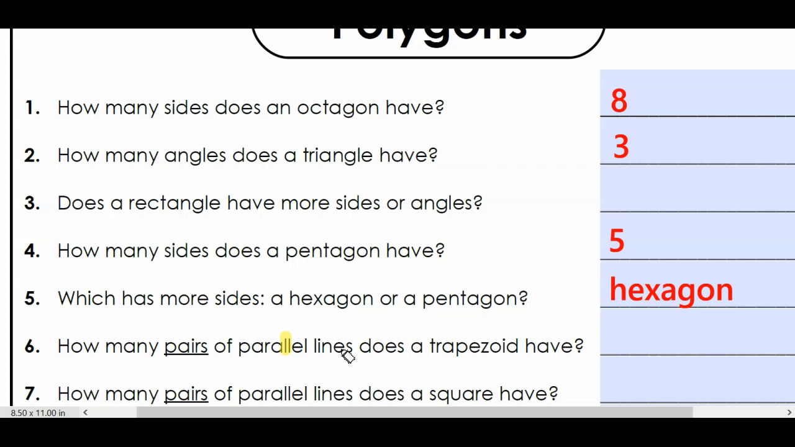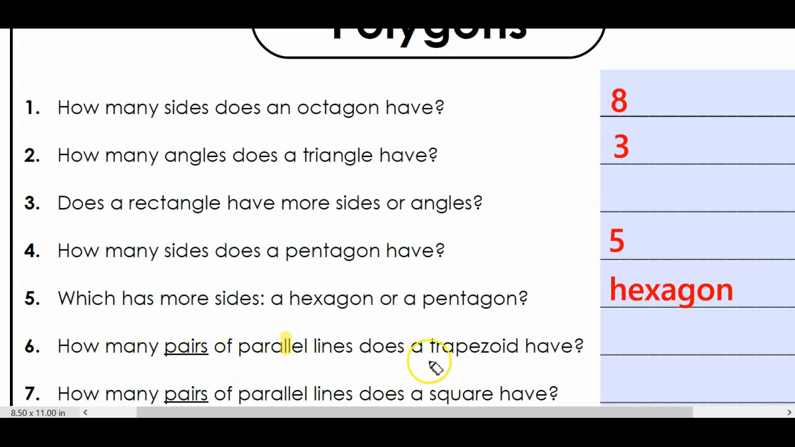So how many pairs of parallel lines does your desk have? 4. No? 2. A pair is 2, right? So the top and bottom is 1 pair, and then the left and right is another pair. So your desk has how many pairs? 2.